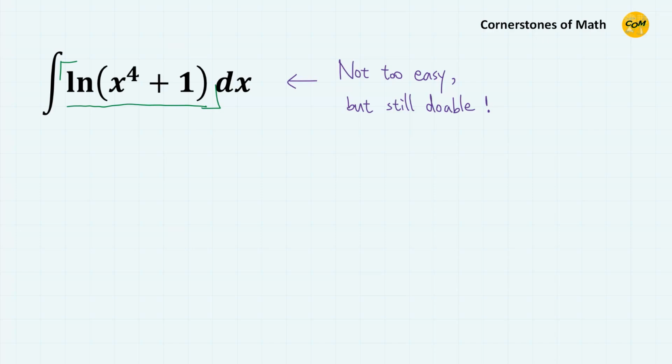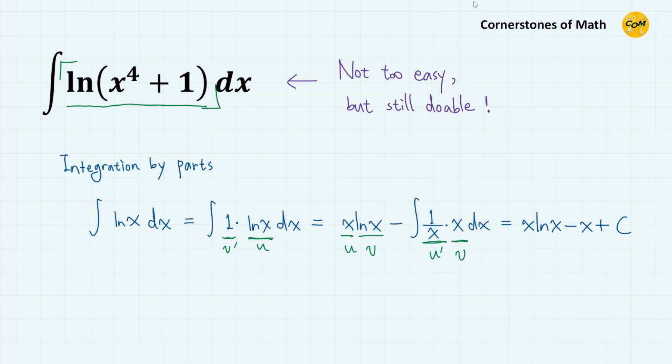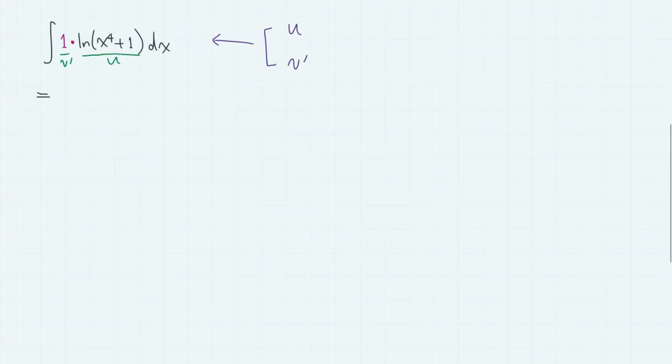So the very first method we have to apply is kind of obvious. You may have learned that in order to integrate the much simpler function ln x, you consider the integrand as 1 times ln x and apply integration by parts with u equals ln x and v prime equals 1. And we can do the same for this integral. That is, we let u equals ln(x^4 + 1) and v prime equals 1.